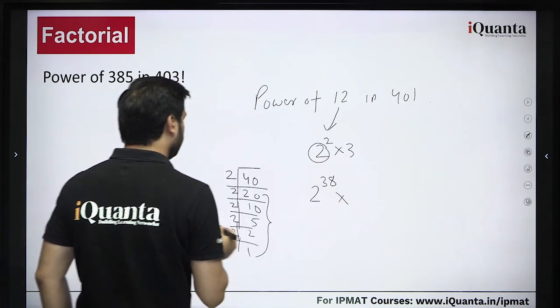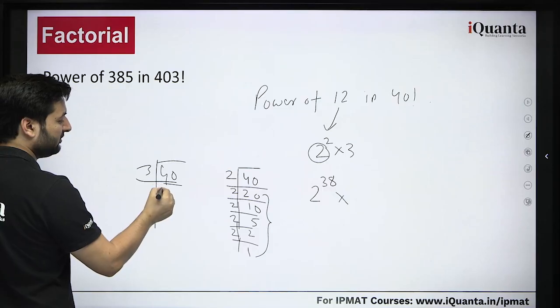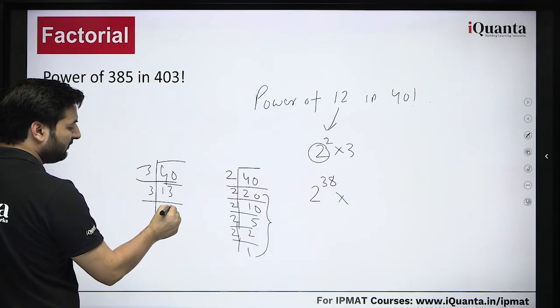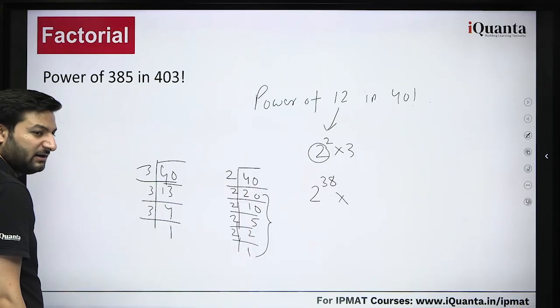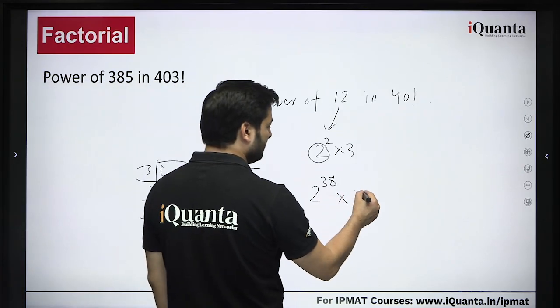What about 3? If you divide 40 by 3, you get 13 point something, so we write 13 only. 13 divided by 3 is 4 point something, so we write 4 only. And then 1. So 13 plus 4 plus 1 gives you 18. So the power of 3 is 18.